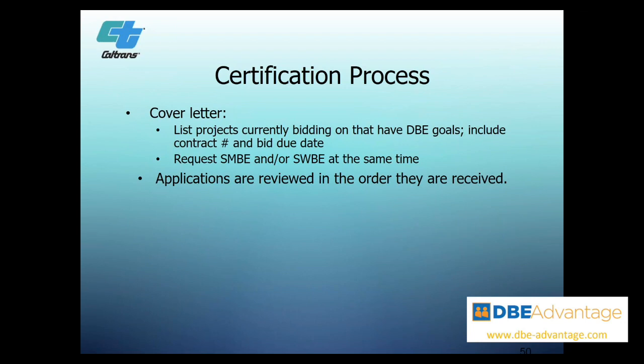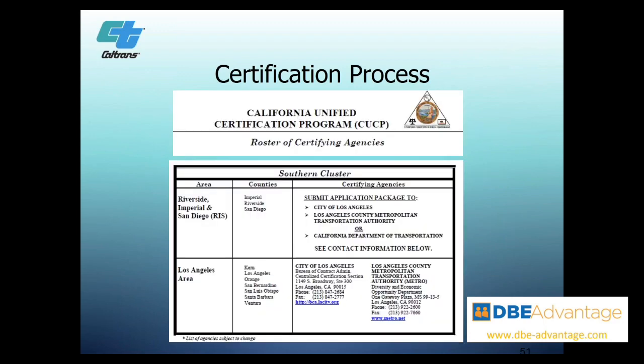One thing I want to add is I don't believe Caltrans has an expedited process. They review their applications in date order, but an agency, for example, such as Metro, if you are bidding on a Metro project, they do have an expedite process. So it's very important to understand that.